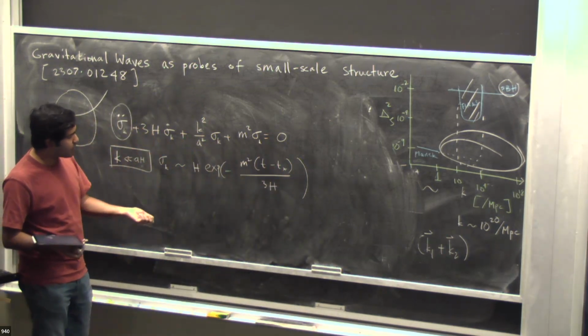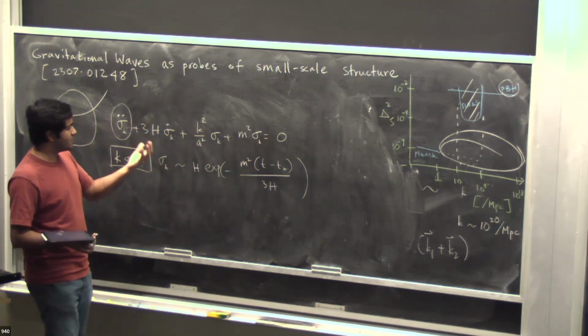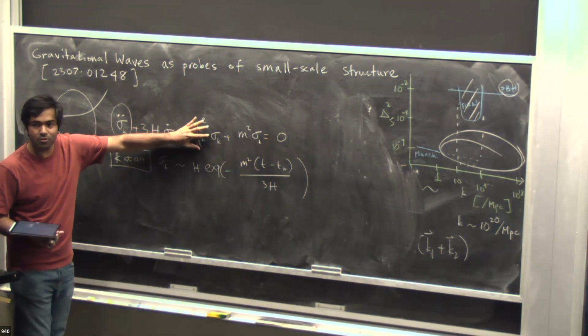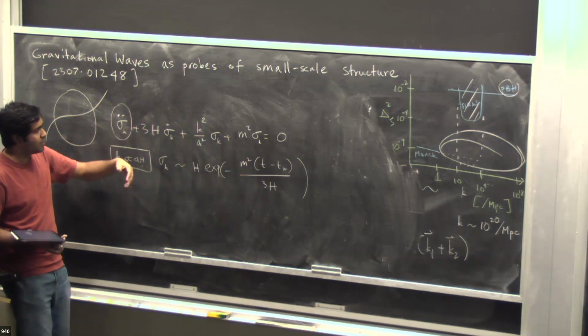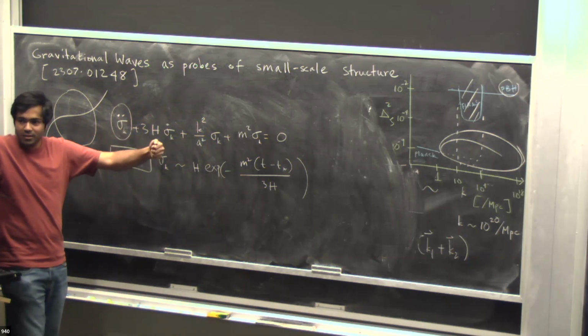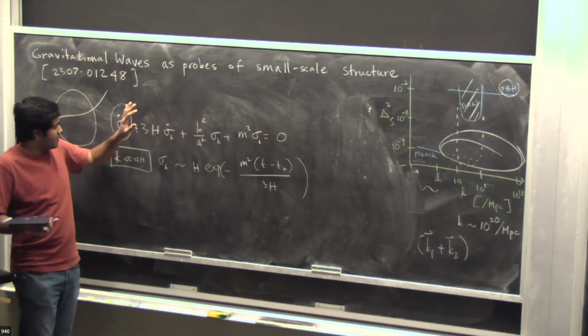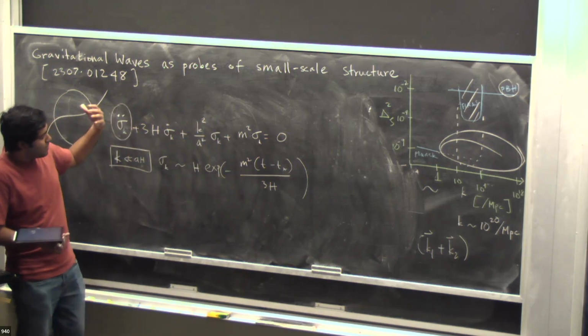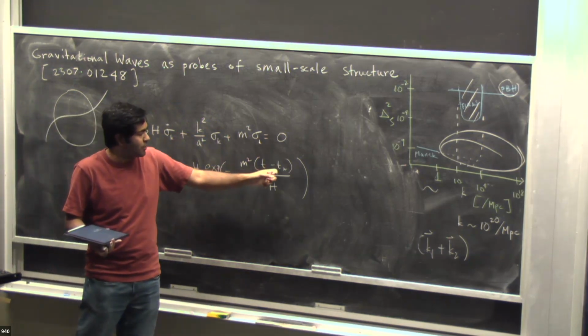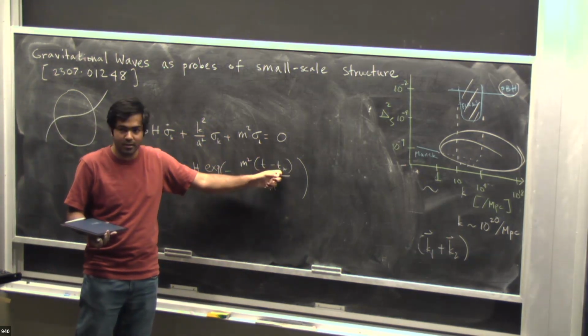So what's going to happen is that when the mode was inside the horizon, you have this term, which is important. You have fluctuations going on. But eventually this mode gets larger in size compared to the horizon, so this term drops in significance. This term also drops in significance. But all of that happens only when the mode has exited the horizon. So that's basically this time t_star.